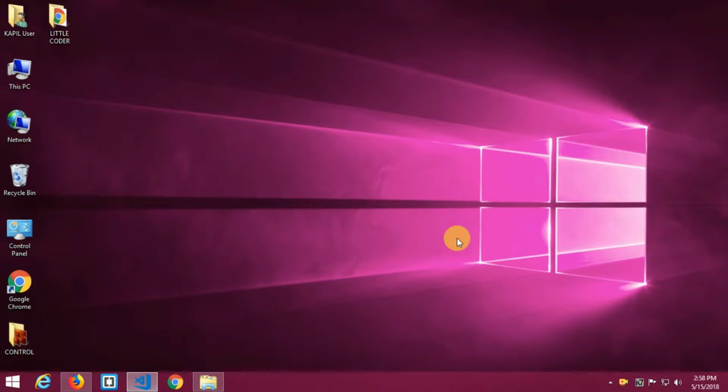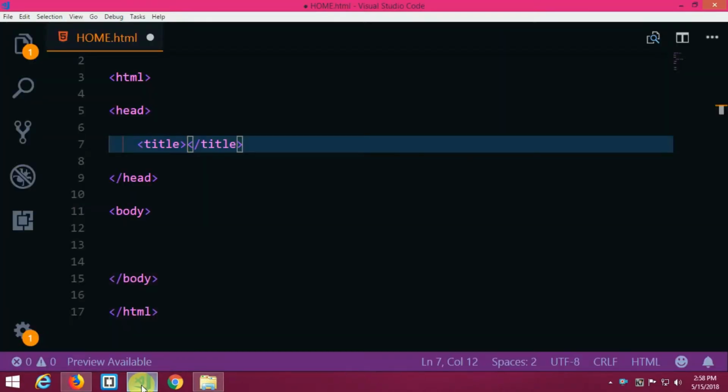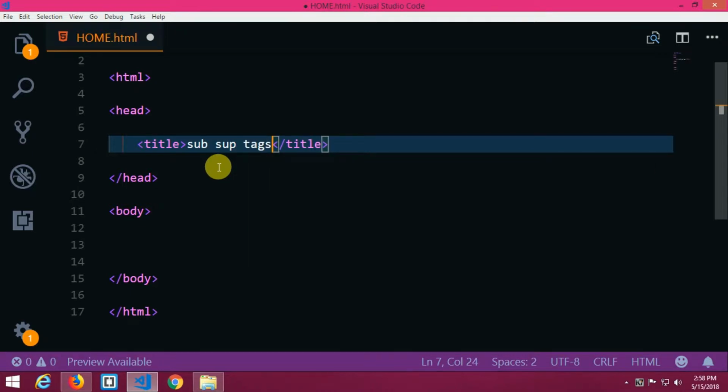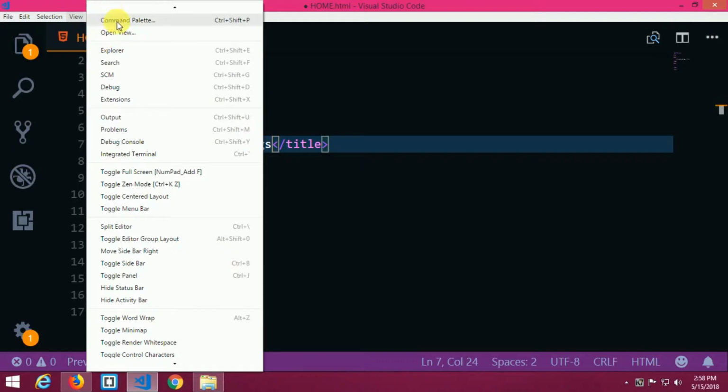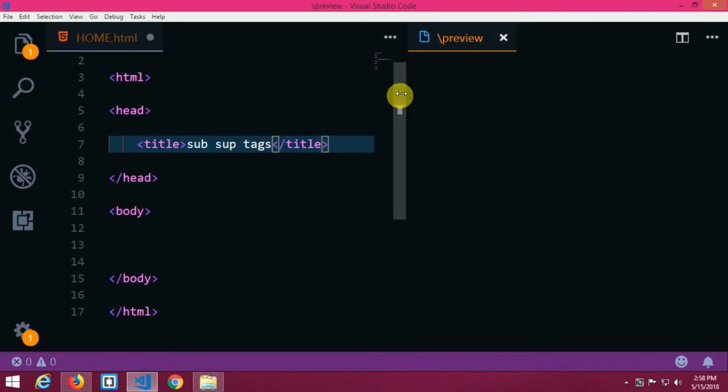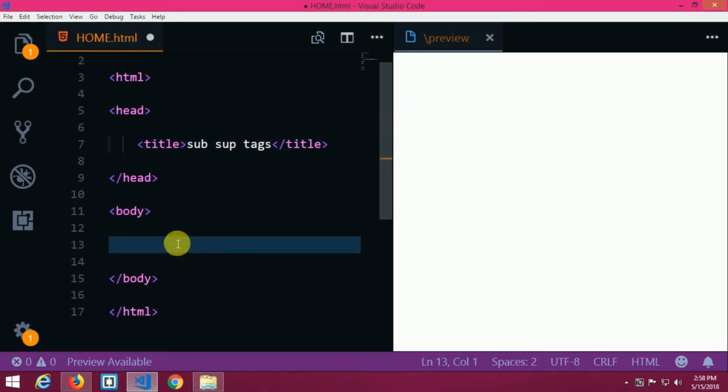Let me open up my Visual Studio Code. So today's topic is sub and sup tags. These are the two tags which you're going to see in this video. Let me open up my preview, command palette. So click it. It will be opening in a few seconds. So let me open the sub tag.